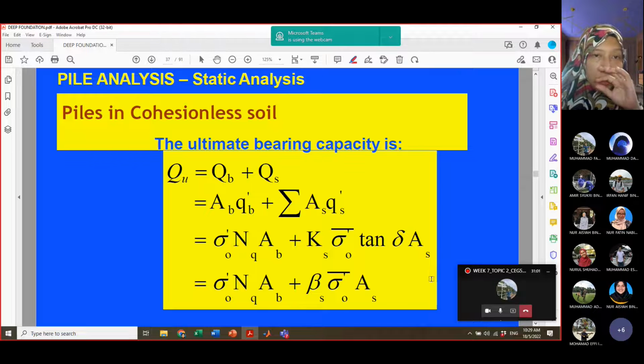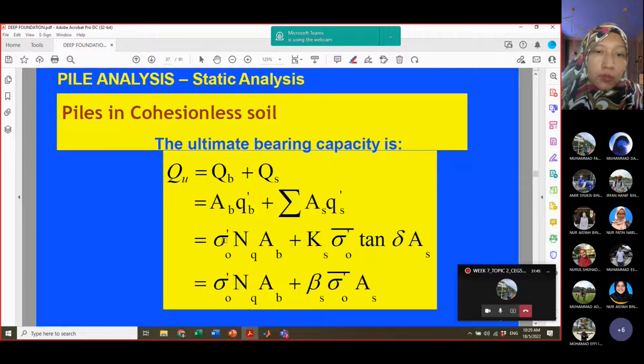Okay, just now pile in clay. Right now we want to analyze pile in cohesionless soil. So when it says cohesionless soil, when talking about the bearing capacity, for example, from the beginning of the equations, you can see that the single pile in sand, dia lebih kurang sama, yang mana ultimate bearing capacity comprises the Q base plus the skin shaft capacity ataupun resistance, the QS. But when it is extended more, you can see that the QB, AB is quite similar again.